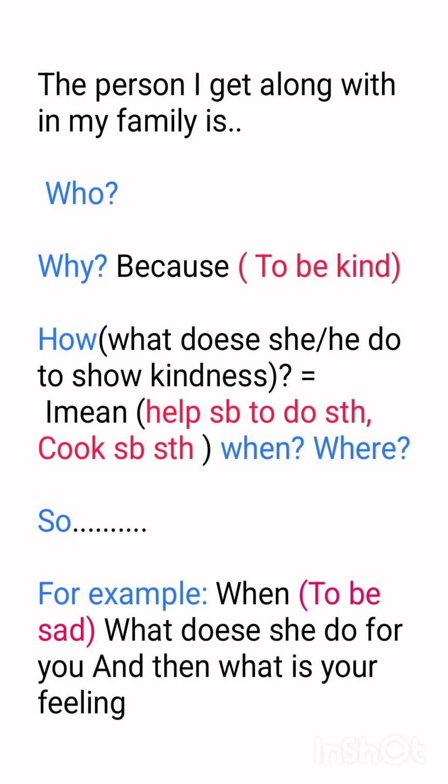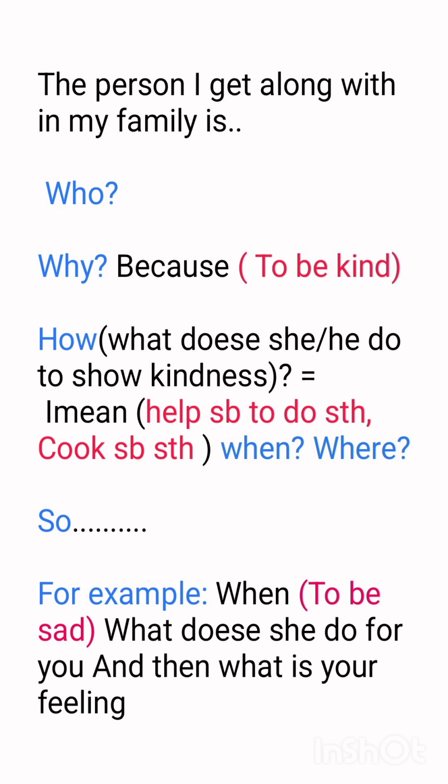Students should then provide examples. For instance, when discussing being sad, I will prompt them to create a sentence. When I am sad, what does she do for you? They might respond with, she cooks food for me. I will guide them to elaborate further, like, my favorite food is macaroni. She cooks it, and it makes me happy. All in all, I love her.